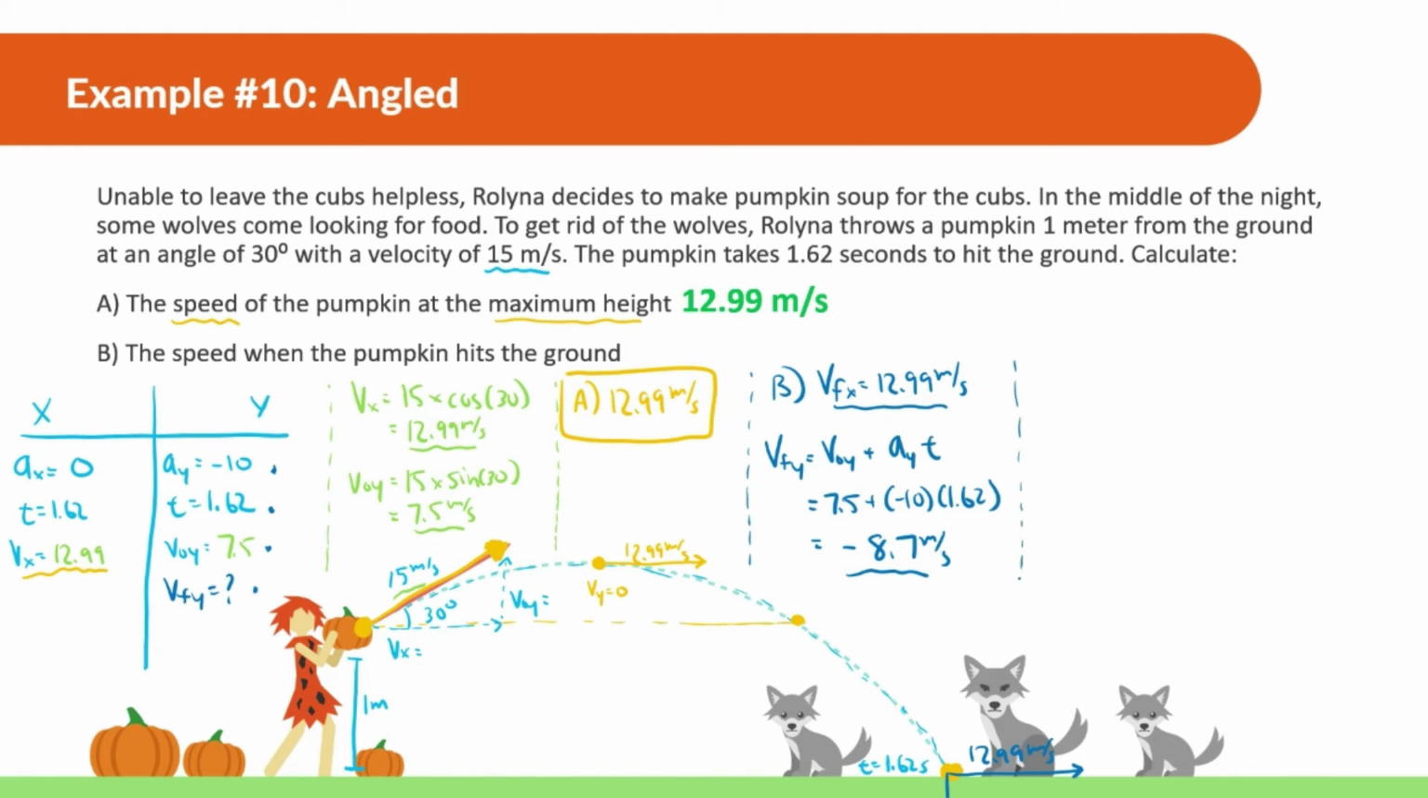So now that we have the final velocity in the x and the y, it's asking for what the speed is when the pumpkin hits the ground. So a lot of times people will just put 8.7, but that's not correct. When it's asking for the speed, it's not asking for the speed in the x or the speed in the y. We have to combine it. So it's going to look something like this. It's going to be going 12.99 in the x direction. It's going to be going 8.7 in the y direction. So the speed is going to be this one here.